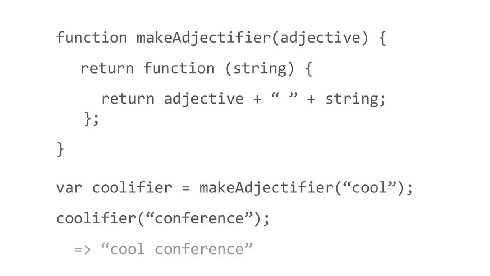It doesn't return a string or a number or anything like that. It returns us a function, which adds that adjective to a string that you give it. So for example, I can use the make adjectivier function, feed it the input cool, and get a function that's called coolifier. So now when I pass a string to coolifier, I get cool added to that string. So if I pass conference, I get cool conference. So the idea here is that we have a higher order function, which returns a function.